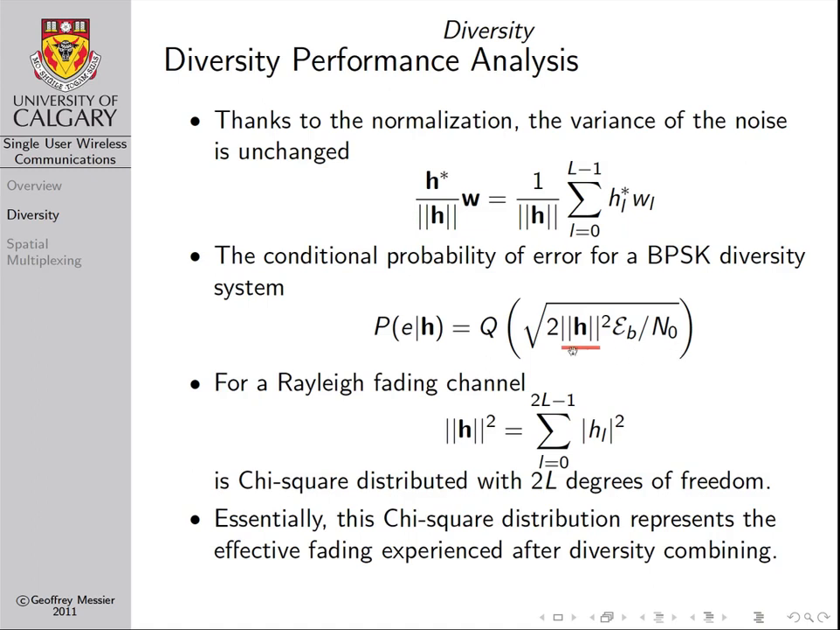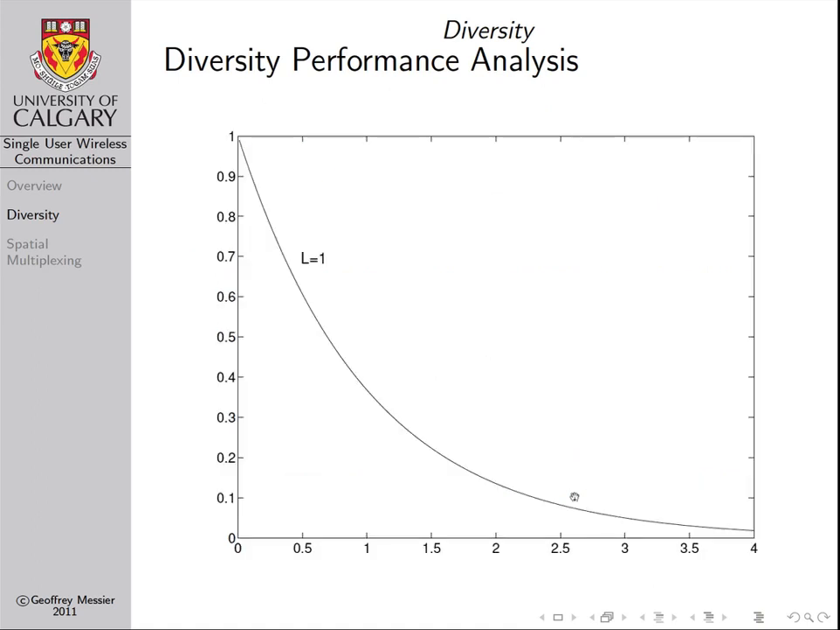Here now, though, the term in front of EB is a distribution that is actually under our control. So this parameter L is the number of diversity paths that we have, and we can change that. That's a design parameter in our system. And as we change L, we will see that this effective channel term that we have in front of EB, this channel term that we create thanks to our diversity combining, is going to change. And so it's useful to take a look at what those distributions look like.